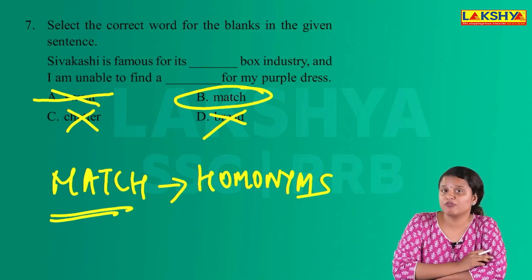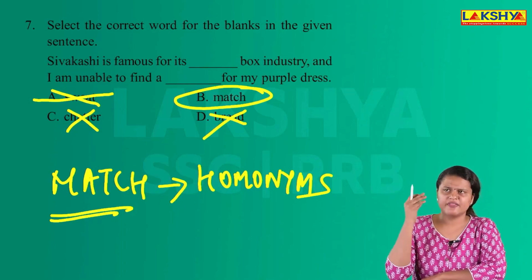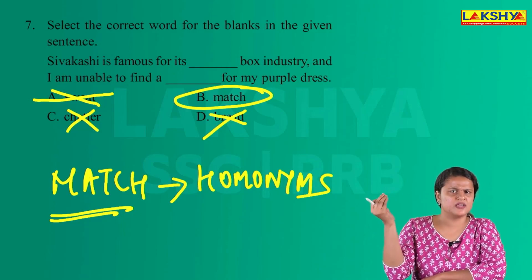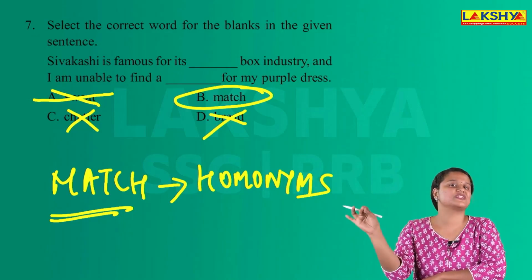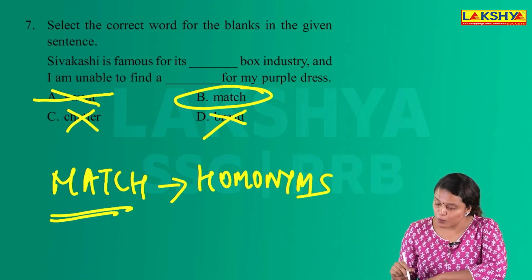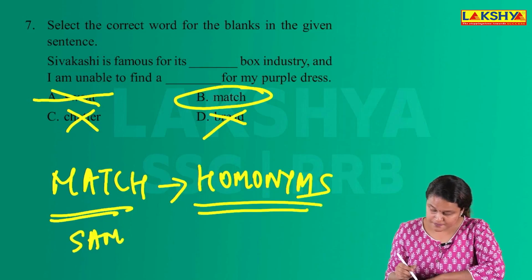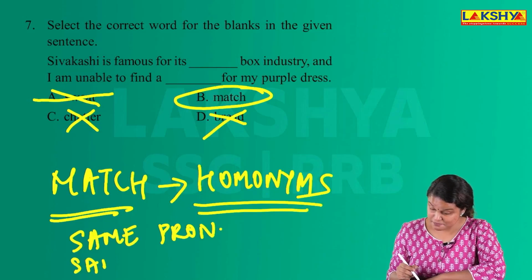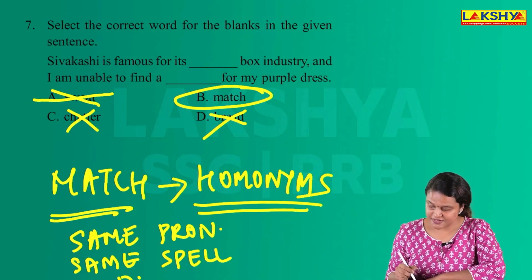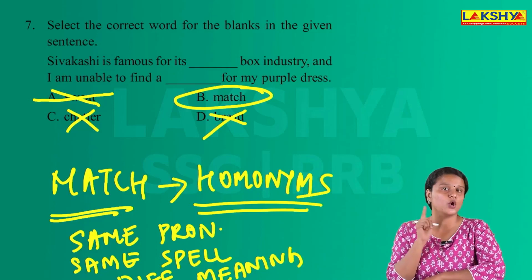Earlier we studied homophones. What was a homophone? I'll repeat, a word or two words that have got the same pronunciation but different spelling, different meaning. Okay? Different spelling, different meaning. Now homonyms are words that have got the same pronunciation, same spelling for that matter, and different meaning. Did you understand? That is the difference between a homonym and a homophone.